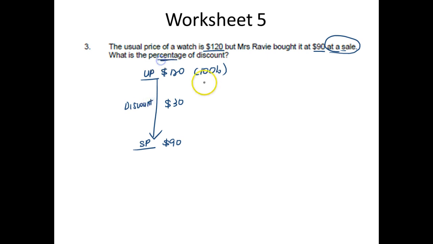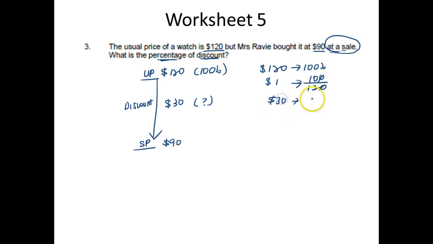I want to find the percentage of discount, so I want to find this. So 120 is your 100%. So $1 would be 100 out of 120, and therefore $30 is 10 over 12 times 30. Divide by 6 is 2, divide by 6 is 5, 2, 1. So answer is 25%.